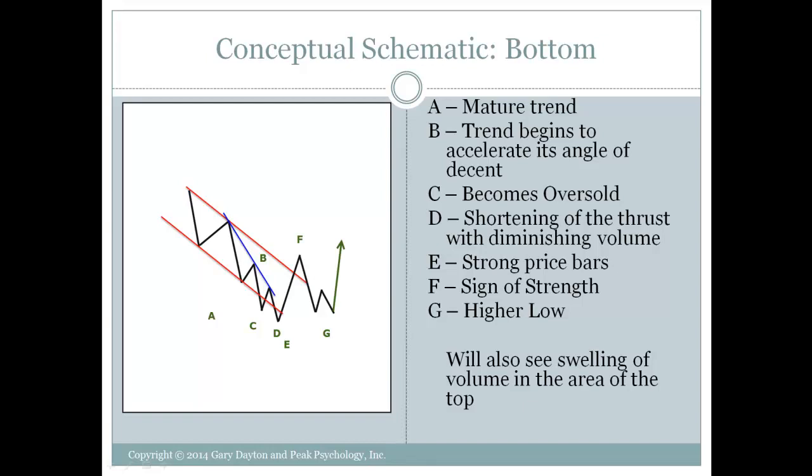We become oversold. We often see shortening of the thrust, again with diminishing volume. And we start to see price bars not showing weakness, but showing strength, buyers coming into the market. We'll take a brief look at accumulation, and I'll show you how to read that in a few examples a little bit later. And eventually we'll put in a higher low. We might spring the market. There are different options here that you'll see, but you get the idea.